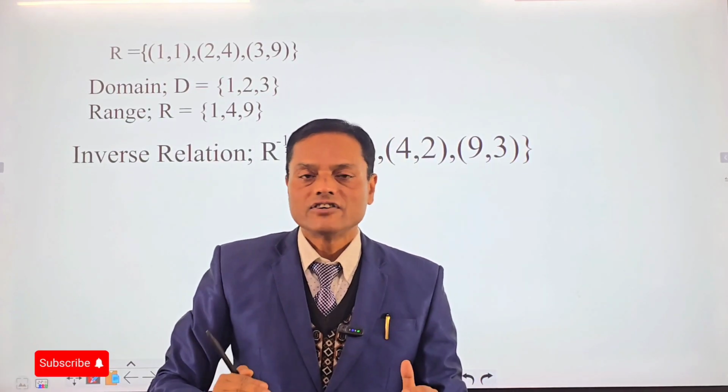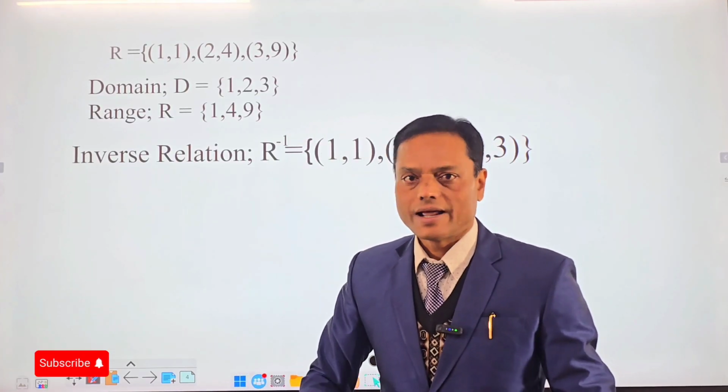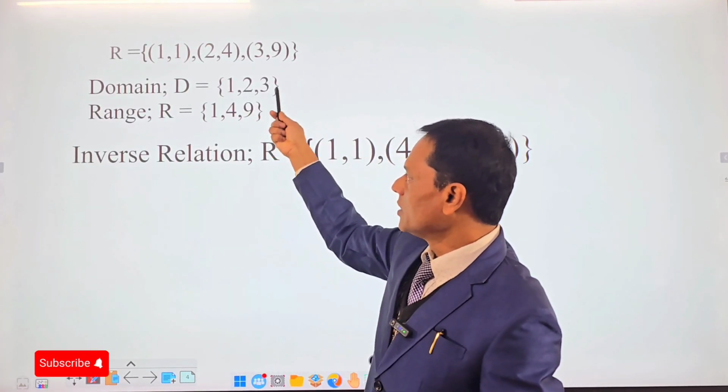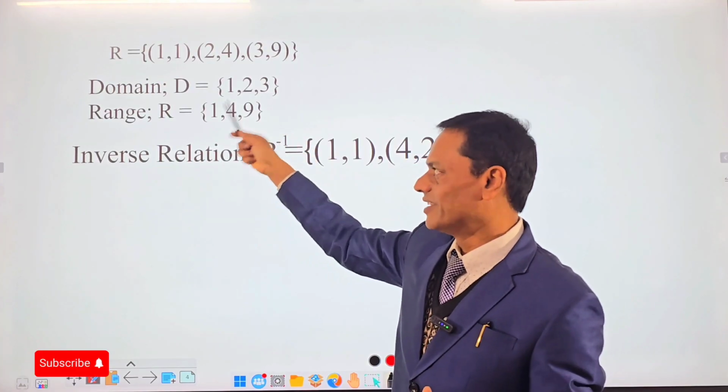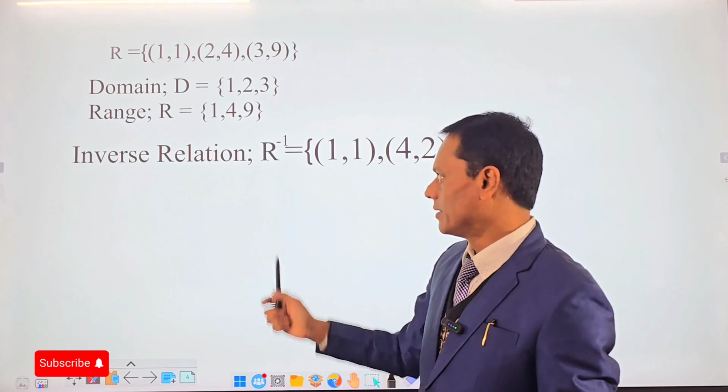And how to find the inverse relation? Inverse relation is very easy: interchanging the domain and the range. So 1, 2, 3 becomes the range, and 1, 4, 9 becomes the domain.